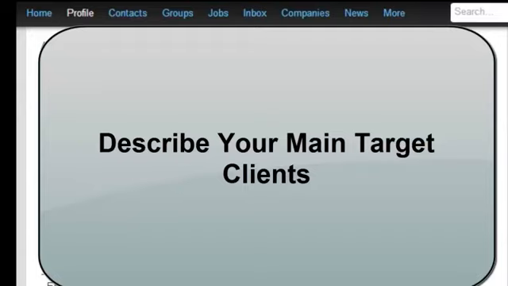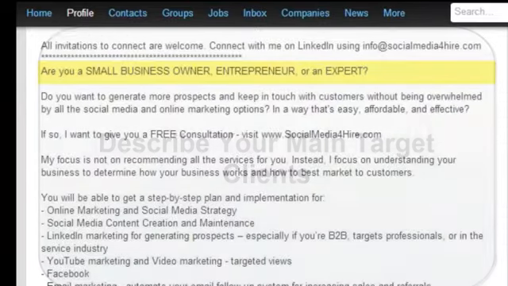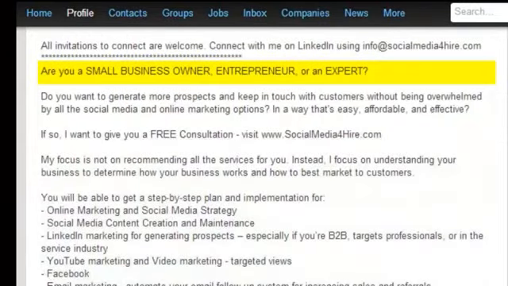For example, for me, I'm saying, are you a small business owner, entrepreneur, or an expert? And this helps qualify the people who are reading my profile to determine if what I can do can help them. This saves time for both them and for myself, because if they don't fit this profile, then it doesn't really work in terms of them trying to get services from me, because they know right off the bat who I am trying to help.